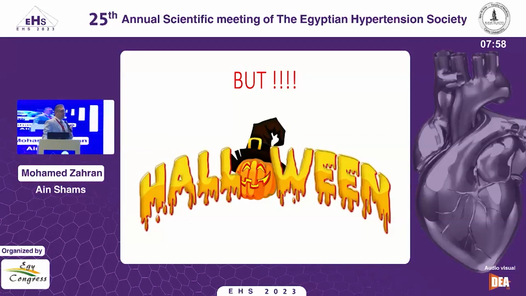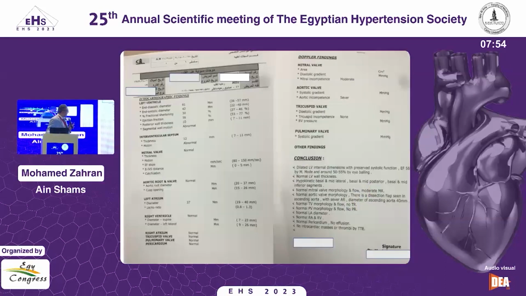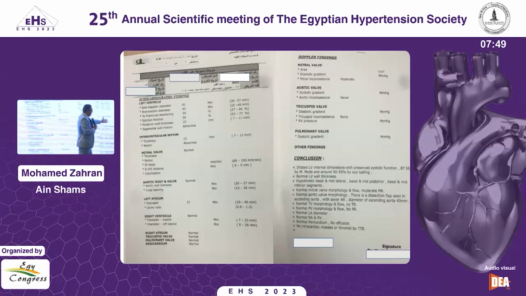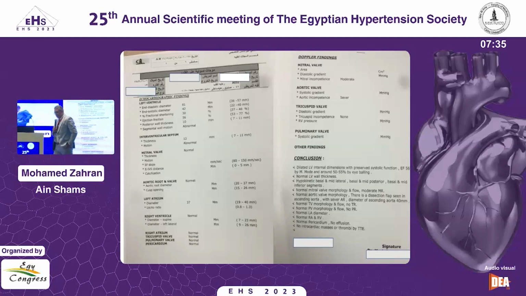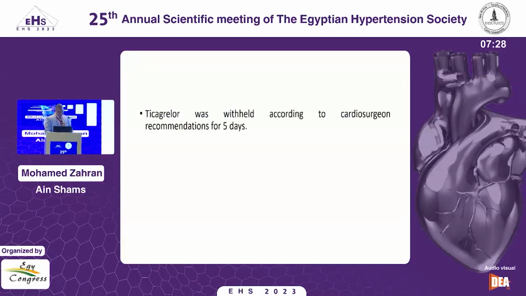So next day, this patient will do what in the CCU? We'll do an echo, a regular echo. And we did a regular echo showing a regular ischemic patient, improved function, segmental wall motion. And then the operator called me saying, Zahran, there is a dissection flap seen in the ascending aorta with severe aortic regurgitation. I said, what? Dissection flap where? Causing what?